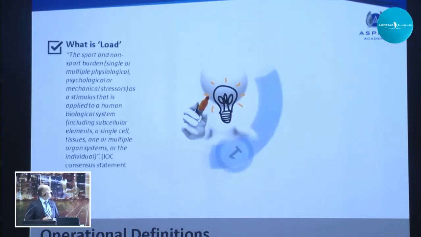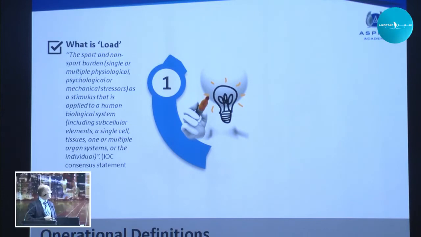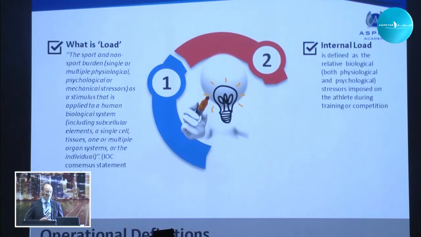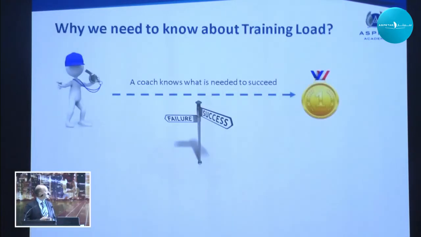So, a few operational definitions. We will talk about load, and this is the definition accepted by the IOC consensus statement. It's a combination of things that are applied to a human biological system to produce adaptation. We define as internal load the biological, both physiological and psychological, stressors that are imposed on the athlete. And the external load are objective measures of work performed by the athlete during training or competition. So, general concept: something internal, something external. Without going into too many details, this is what we will talk about.